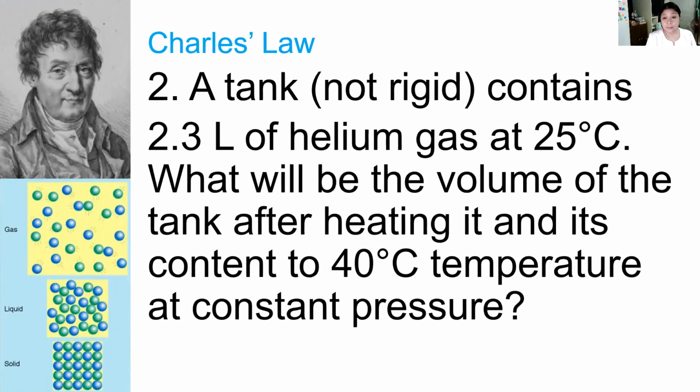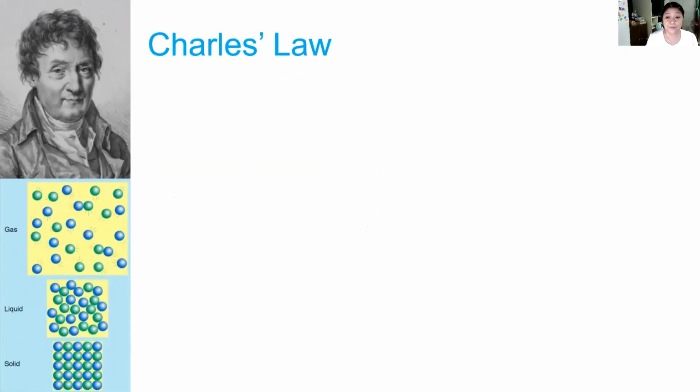For Charles' law, problem number 2: a tank which is not rigid contains 2.3 liter of helium gas at 25 degrees Celsius. What will be the volume of the tank after heating it and its content to 40 degrees Celsius temperature at constant pressure?